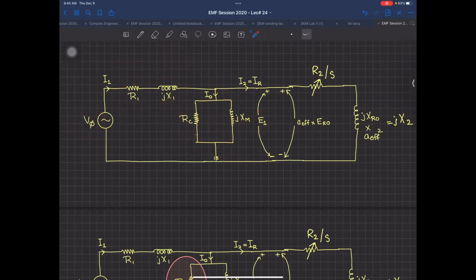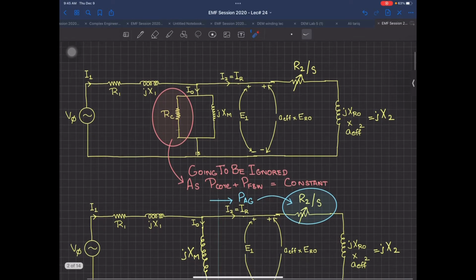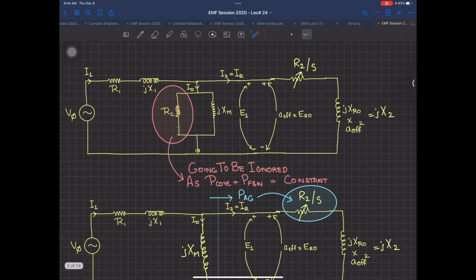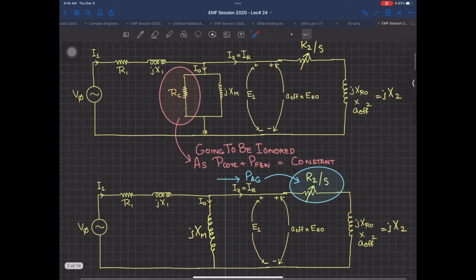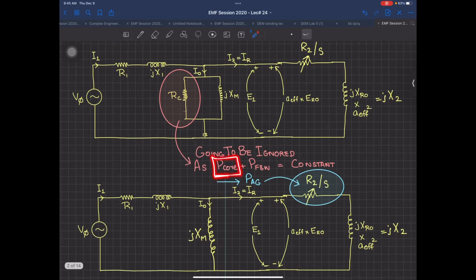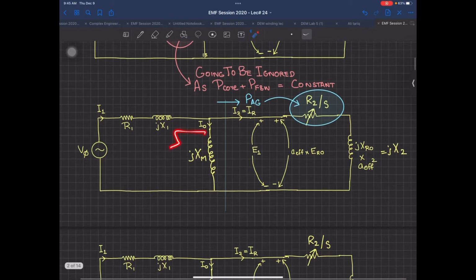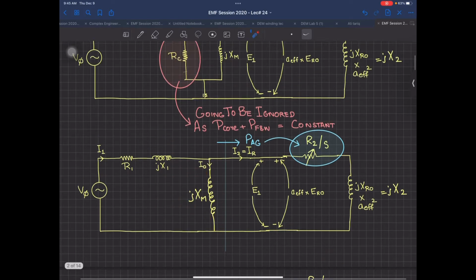So the first approximation we are going to make is to ignore RC over here. Why are we going to do it? Because I just told you that P core, the core losses, are almost constant. So we call P core plus friction and windage a constant value and give them as a lump. So we don't use RC. Our circuitry now does not have that RC; it has been totally taken out, and we have the value of P core losses plus friction and windage.